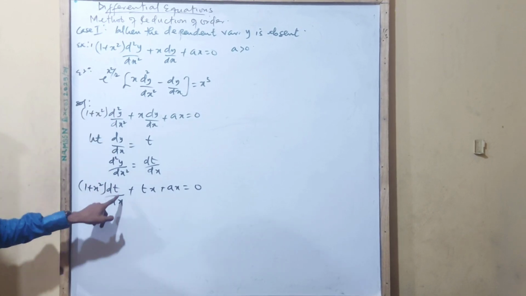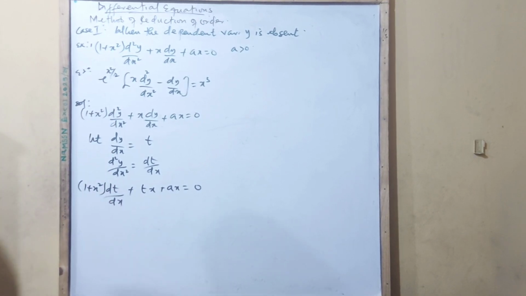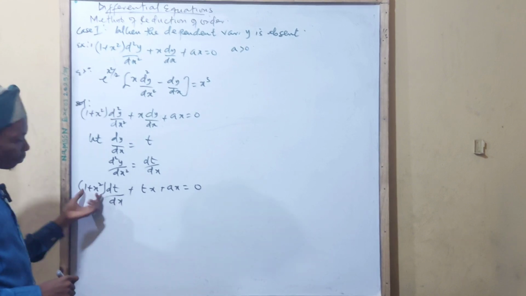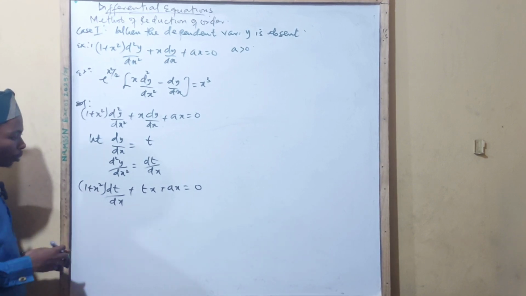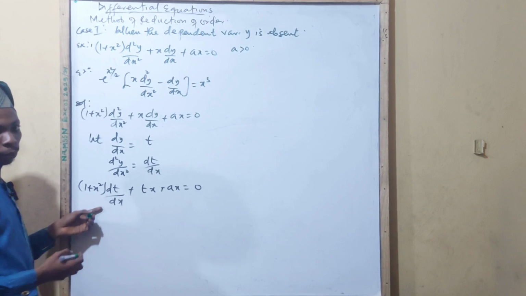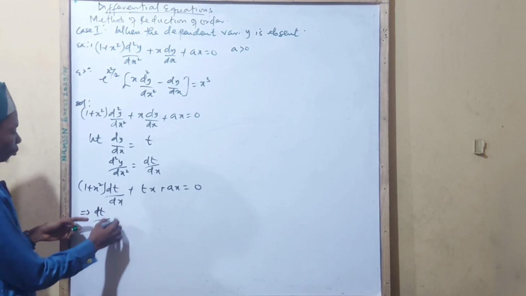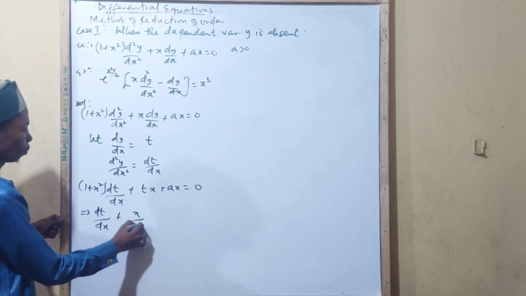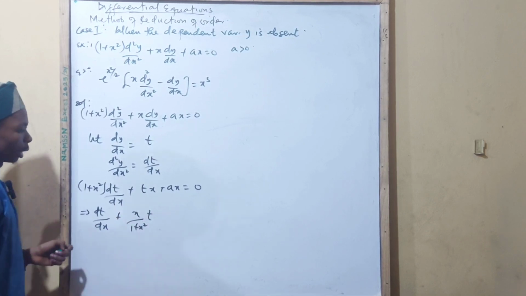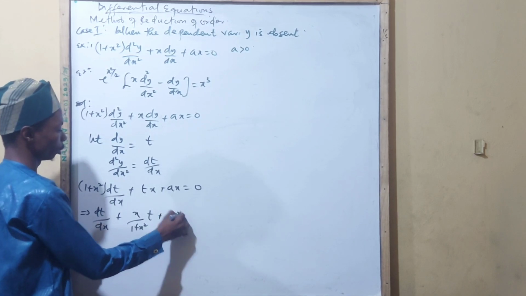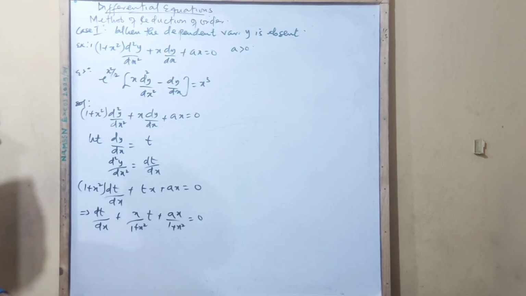So what do you observe? From second order, we have reduced it to first order. What I'm going to do now is divide through by 1 plus x squared. If I divide through by 1 plus x squared, I'm going to have dt/dx plus x over (1 plus x squared) times t, right? Then plus a x over (1 plus x squared) equals 0. That is when I divide all through by 1 plus x squared.